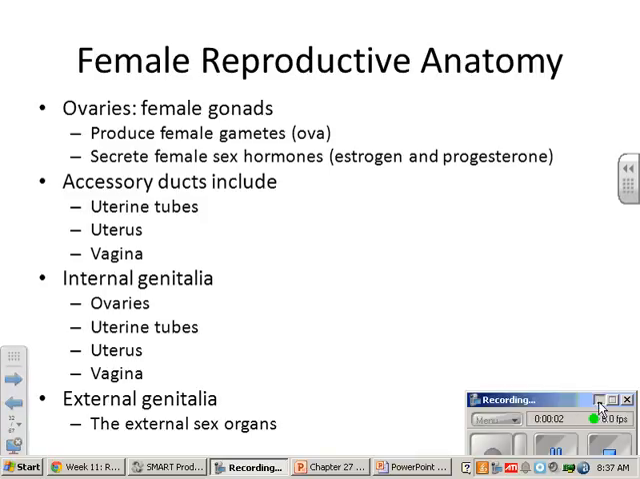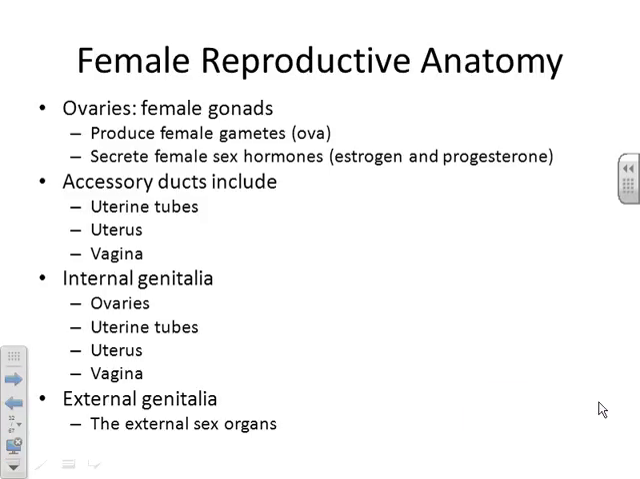We're now ready to continue our discussions in chapter 27 and discuss the female reproductive anatomy. As I stated in the last lecture on male reproductive anatomy, the female reproductive system is going to be slightly more complex due to the interplay we see with several different female hormones, but two really important ones specifically.